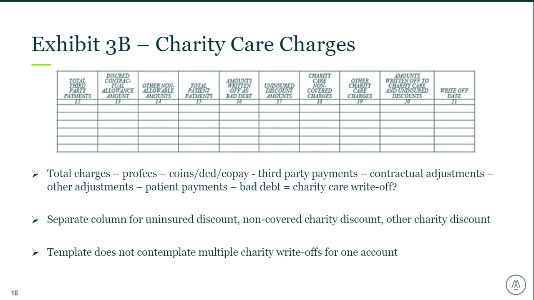CMS has also added separate columns for uninsured discounts, non-covered charity discounts, and other discounts. And this just adds to an already complex set of data points, and it requires the hospitals or their vendors to have sophisticated queries to ensure that this data is reported accurately.